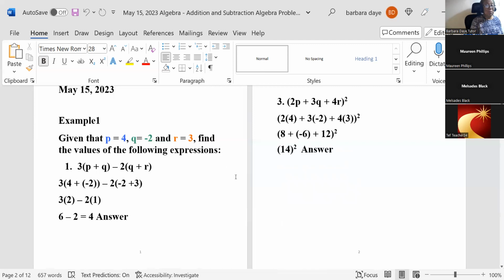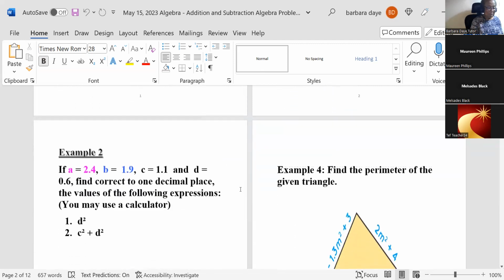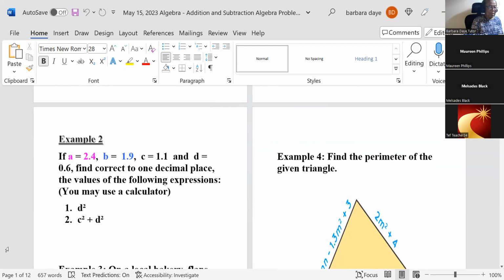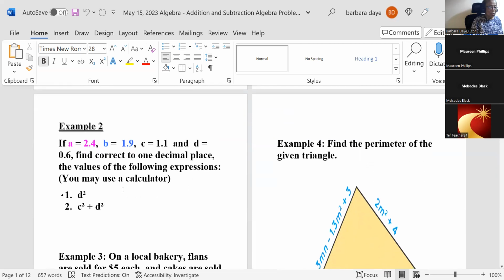Now the next one is substitution, but it's decimal, and you can use a calculator. See, if A equals 2.4, B equals 1.9, C equals 1.1, and D equals 0.6. You're doing number 1 and number 2. So C is 1.1 and D is 0.6. I didn't give you one with A or B, so you're really only using C and D.